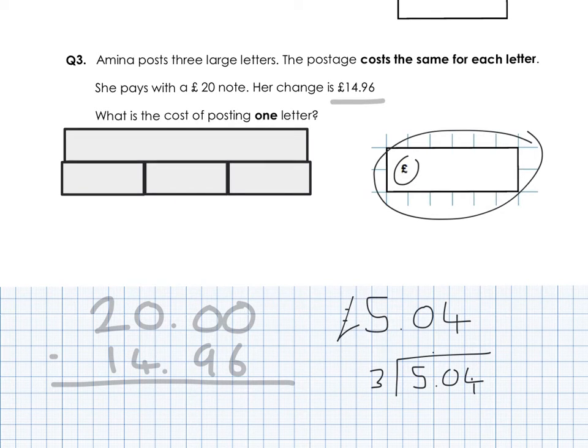Just to complete the diagram, at the top we would put our £5 and 4p in that box there, £5, 4p. Okay. We divide that by 3, because there's 3 boxes underneath. Those 3 boxes, remember, they're the same length as the £5, 4p, so when you add them all up, they're going to make £5, 4p as well. So divide £5, 4p, split it into 3, and that will give you the cost of posting 1 letter.